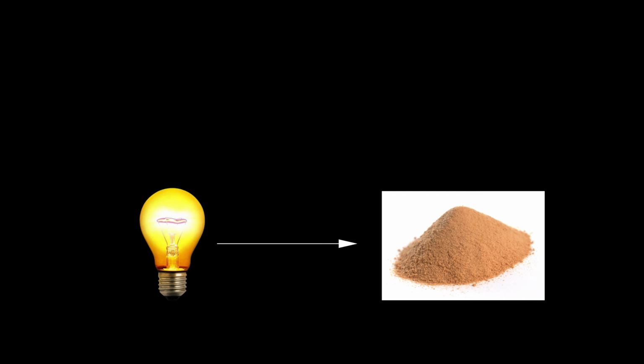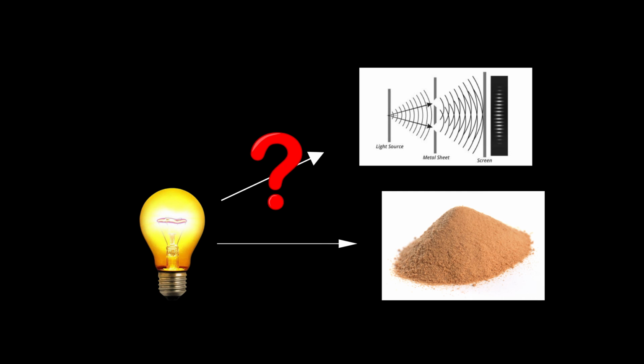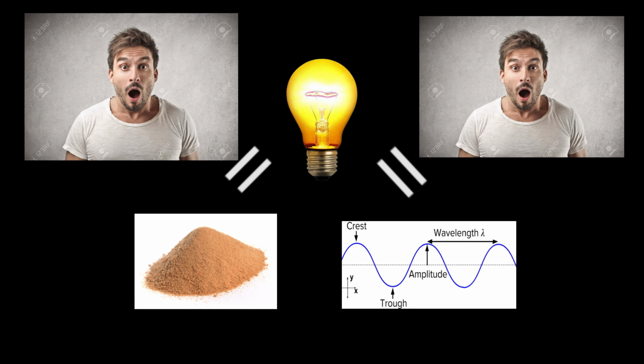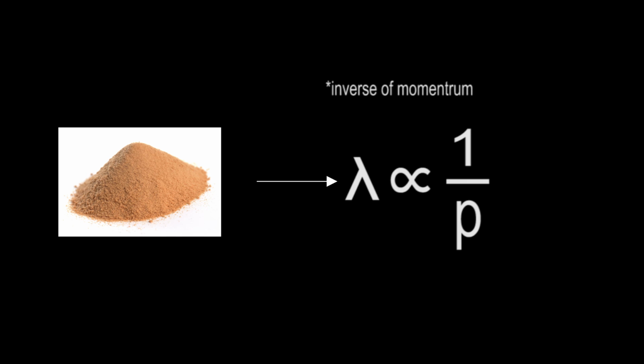However, if light were to be a particle, how do you explain the observations from the double slit experiment? It sounds like light should be both a particle and a wave. And it is precisely that. In 1924, French physicist Louis de Broglie hypothesized that all particles have a wavelength inversely proportional to their momentum. If a particle has a small enough momentum, it will start behaving like a wave.